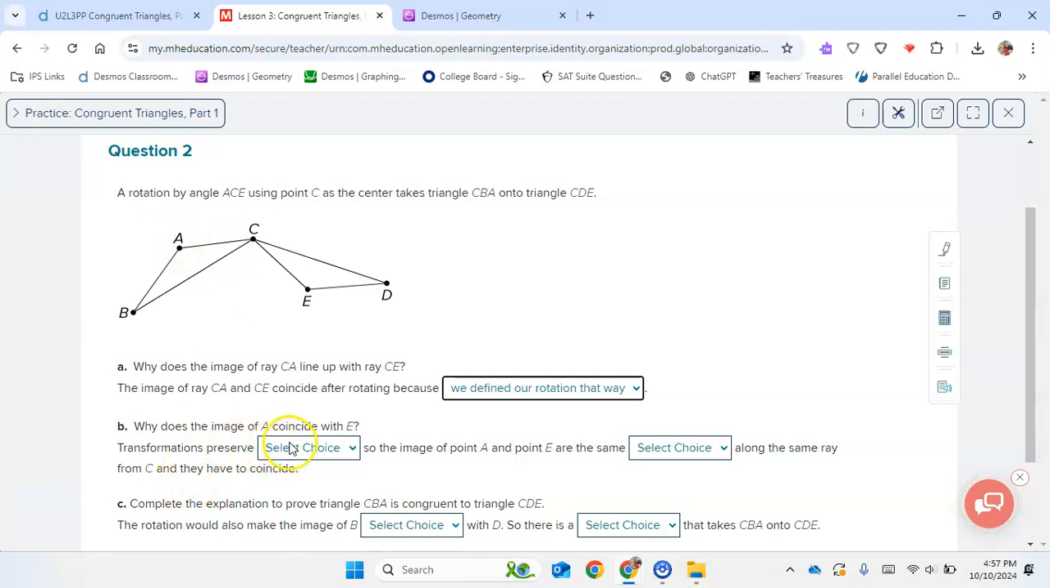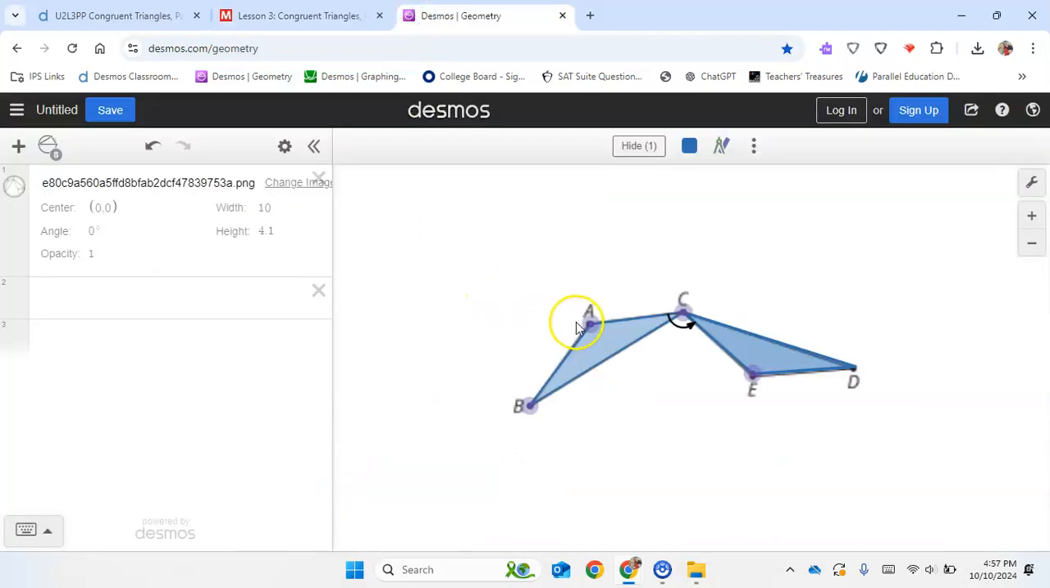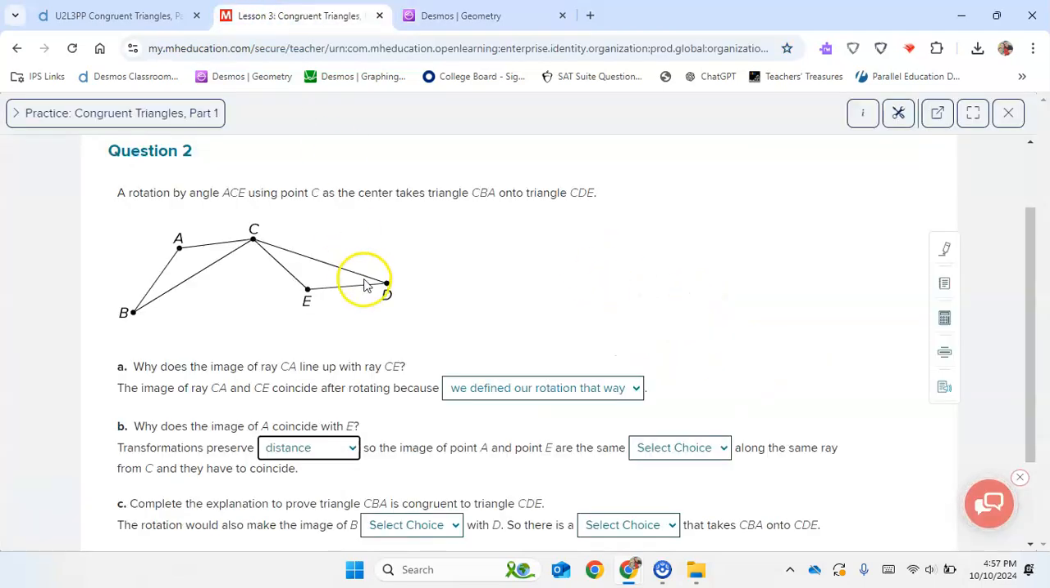Transformations preserve distance. So we rotated it about center C by angle ACE. So A became on top of E. Transformations preserve distance, so the image of point A and point E are the same distance from C, and they have to coincide. Complete the explanation to prove CBA is congruent to triangle CDE.